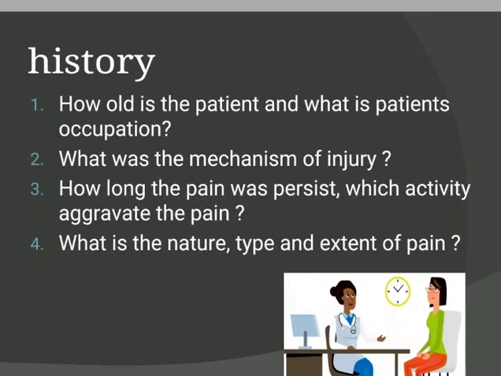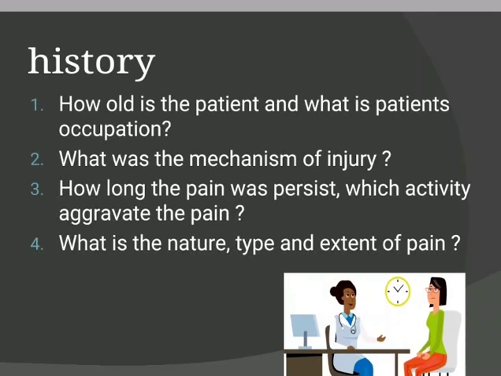So first we know about the age and the occupation, then what is the mechanism of injury, like fallen outstretched hand, direct trauma or repetitive injury, you have to ask. Then how long the pain has persisted and which activity aggravates the pain. You can ask the patient how long the pain persists, for an hour or for a day, or in the morning, when the pain started and how long it persists, and which activity aggravates the pain, then you can find the original cause of the pain.